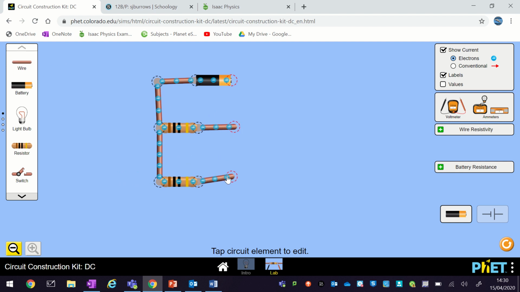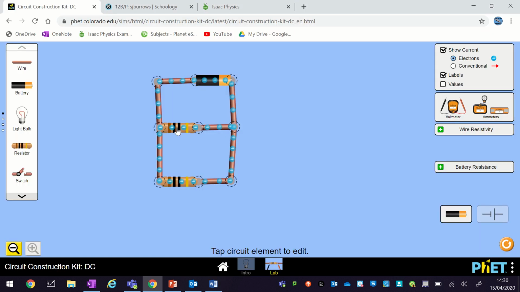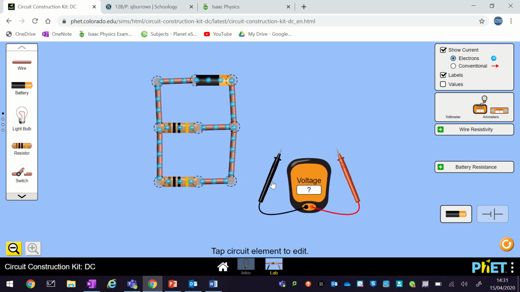Now, you don't have to build it as neatly as mine. There are a lot of unnecessary wires in mine. I'm just trying to make it look like the diagrams that you have on the sheet. So you can see, yeah, we got it working. We want that to be 6, and this one to be 10, and that one to be 10, which they are. And we want to measure the potential difference across them.